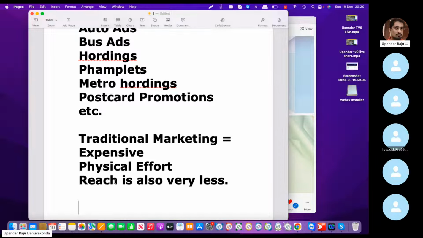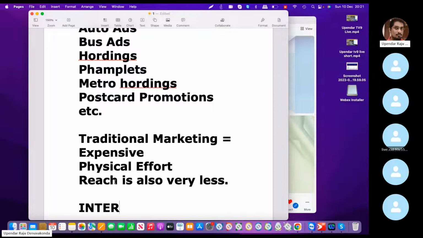And if you're going for any hoardings, only the people who are passing by that hoarding can see the advertisement. So for all these reasons, businesses were not sustainable when they promoted through traditional marketing. But they did not have any choice up to 2010 or 2012.